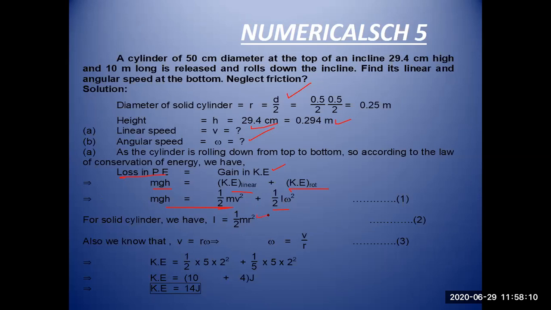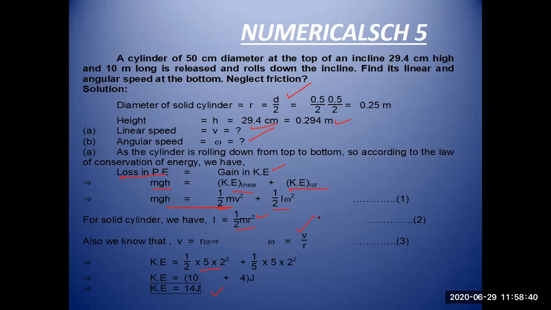So this is the formula to calculate the moment of inertia of a cylinder: I is equal to half m r squared. This is the formula to calculate velocity and angular velocity, and after putting the values in this formula, we are getting energy which is 14 joules, 14 joules. So this was the requirement to calculate.